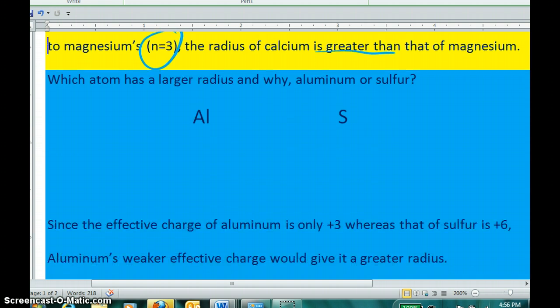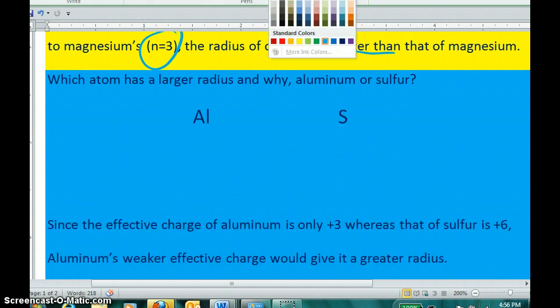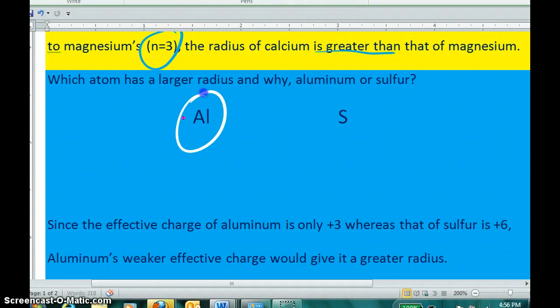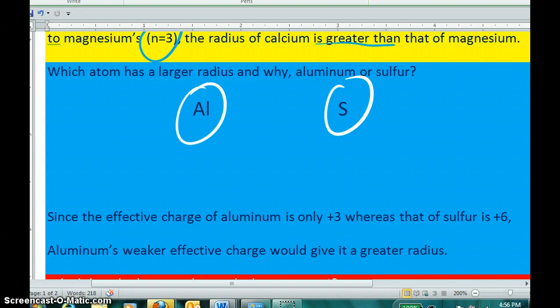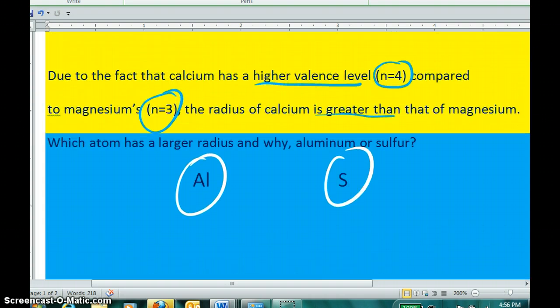Now, what if we are trying to instead compare the radius of aluminum, I guess I need a different color here, and that of sulfur? Well, without giving away the farm, which I already have, I do some consideration. First, I realize that aluminum is in period 3 and sulfur is also in period 3, so they both have n equals 3 as a valence level. That's no good. That's not going to help me explain a difference in radius.